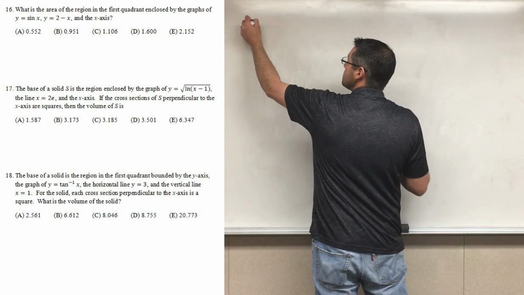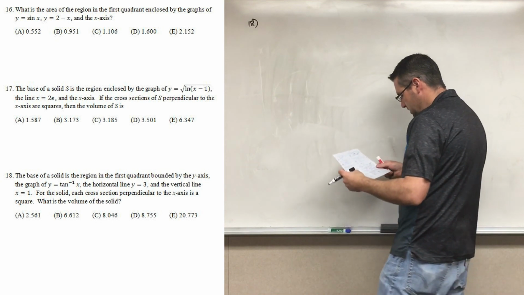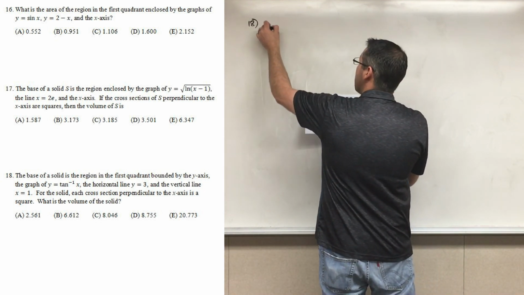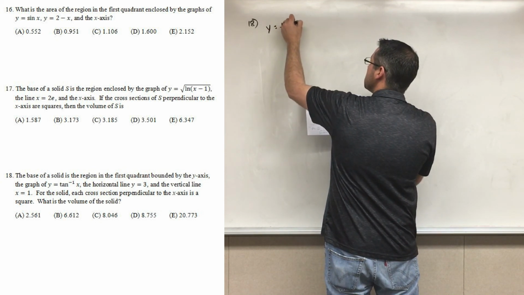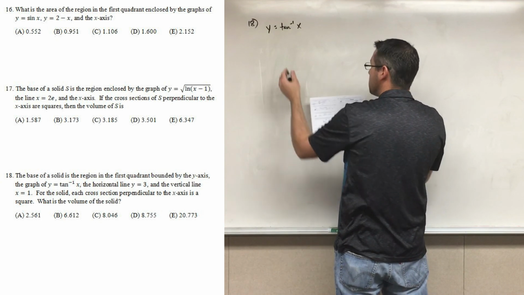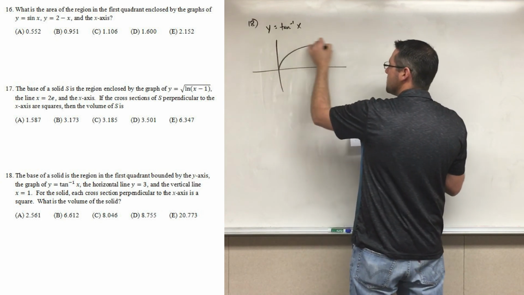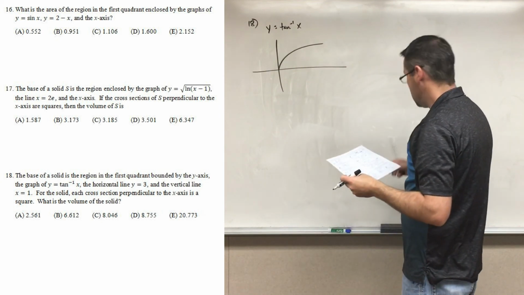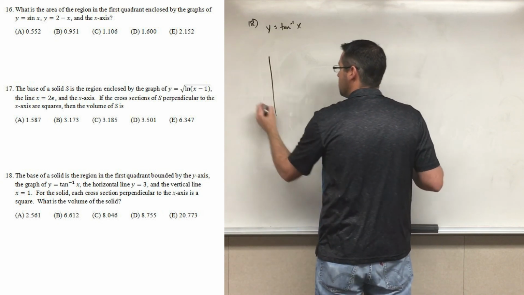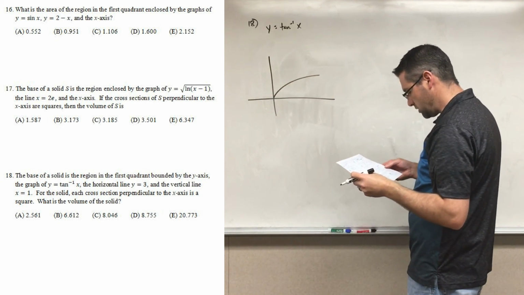Number 18. It says the base of a solid is the region in the first quadrant bounded by the y-axis, the graph y equals arctangent of x, the horizontal line y equals 3, and the vertical line x equals 1. So if you graph arctangent of x, it looks something like this. I think I'm going to need a little bit more room here. Okay. We're going to graph all of this stuff. That's arctangent in the first quadrant at least.